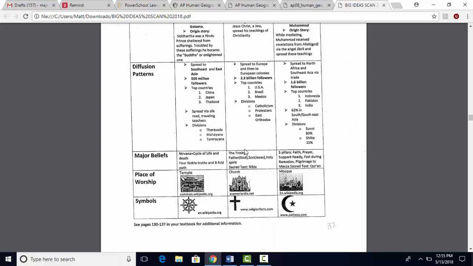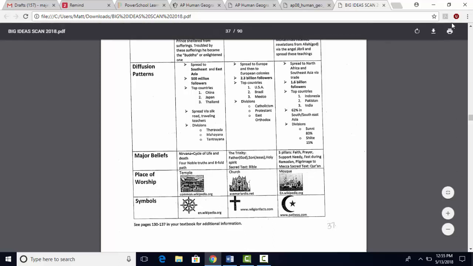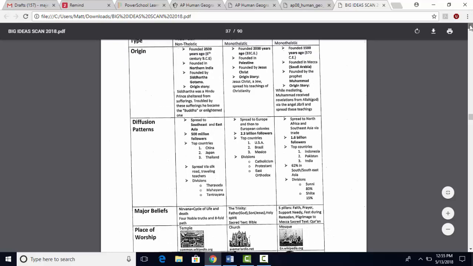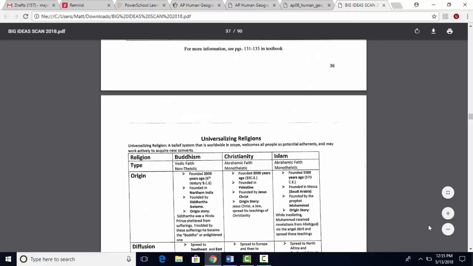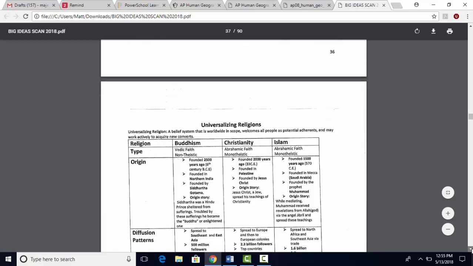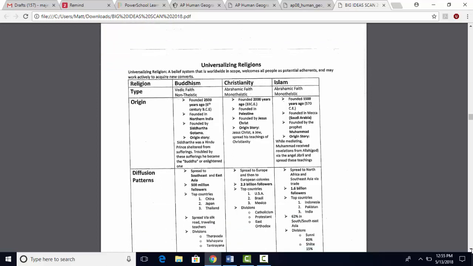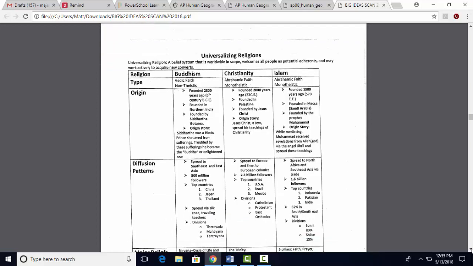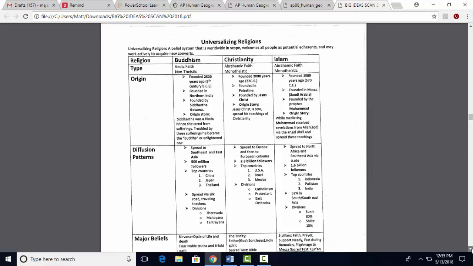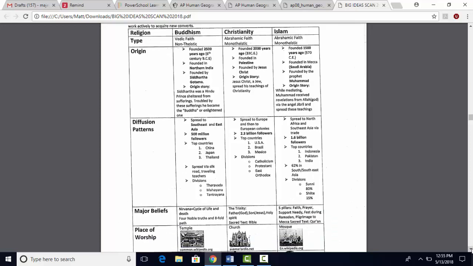Finally, we have Islam. Islam is also an Abrahamic faith. Remember, Islam and Christianity both develop out of Judaism, so they're all based off of the same founder, Abraham. It's the most recent of the universalizing faiths. It was founded 1,500 years ago in Mecca in Saudi Arabia by the Prophet Muhammad, if you remember. And of course, remember, he was meditating and he received revelations from God, whom he called Allah, via an angel named Jibril. And he spread these teachings, these ideas that were given to him.